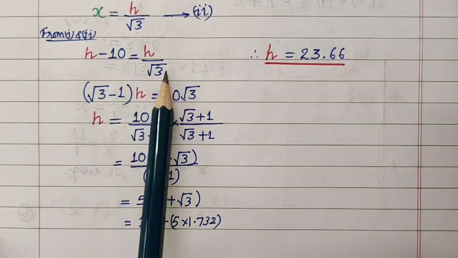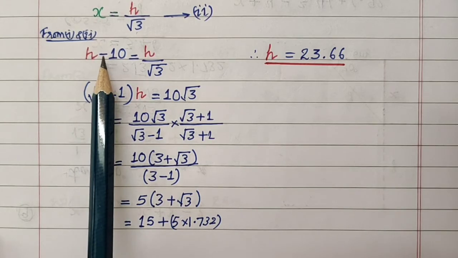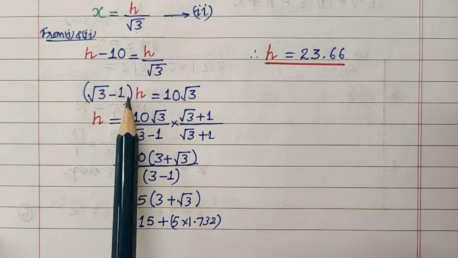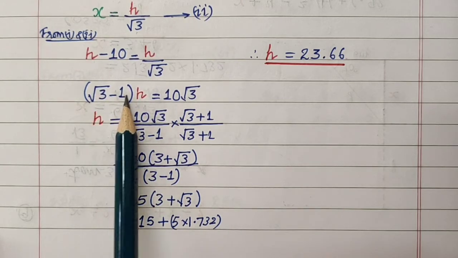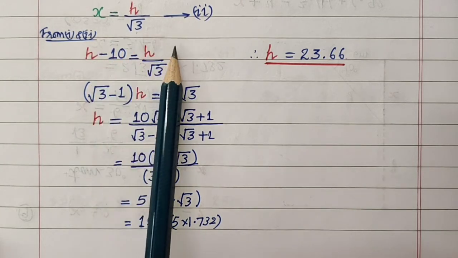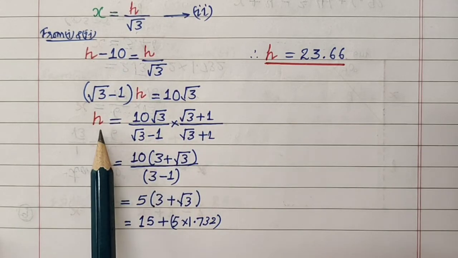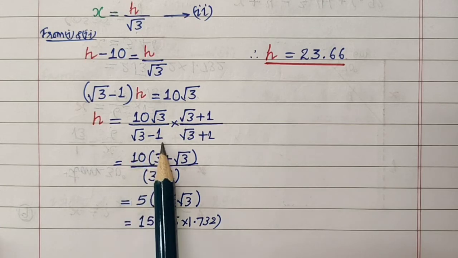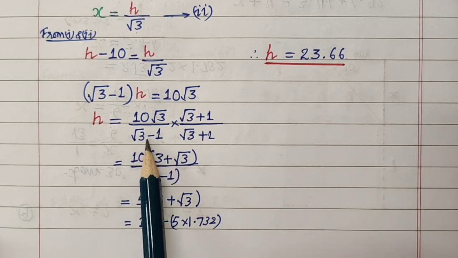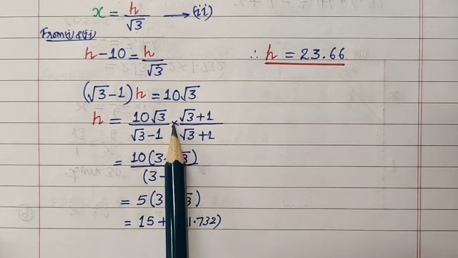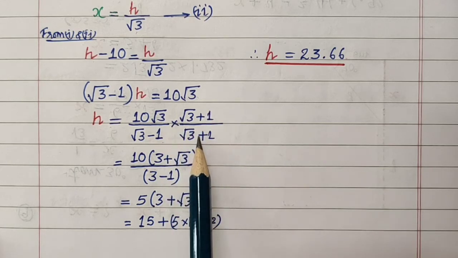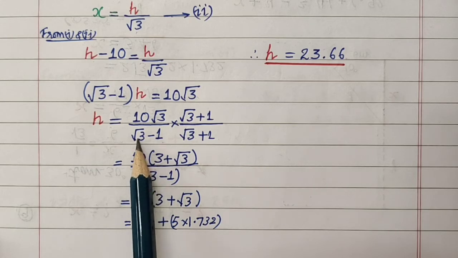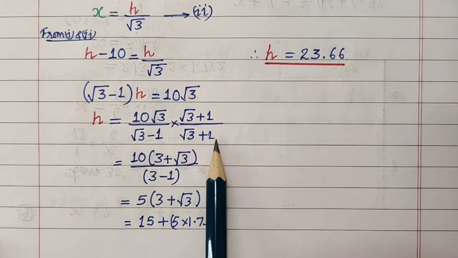When you cross multiply, we get root 3 h minus 10 root 3. Then take h towards this side. So root 3 minus 1 into h is equal to, this goes to the right side, 10 root 3. Therefore h is equal to 10 into root 3 divided by root 3 minus 1. To simplify, multiply both numerator and denominator with root 3 plus 1, so that we get in the denominator a minus b into a plus b form.